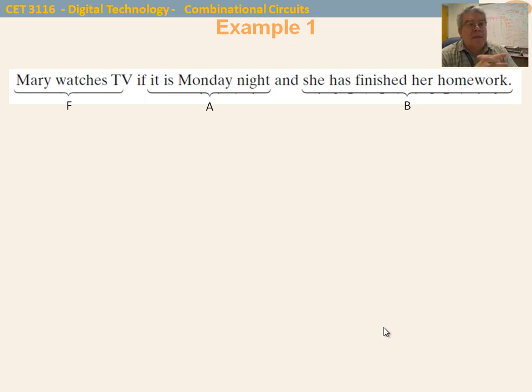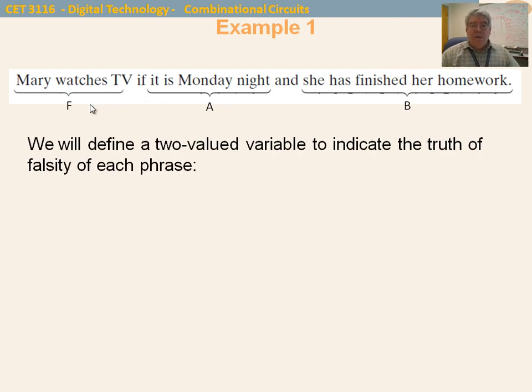So see, for instance, this sentence. Mary watches TV if it is Monday night and she has finished her homework. So if I see that, my function would be that Mary watches TV is going to be active when it's Monday night and she has finished the homework, right? So from here, we have f, and we define this as the output, and then one of the conditions is a, and the other one is b.